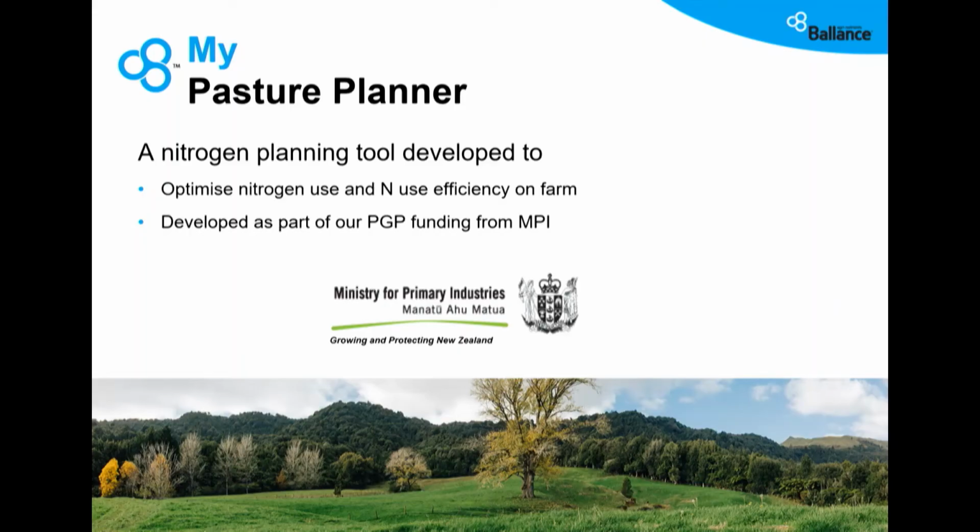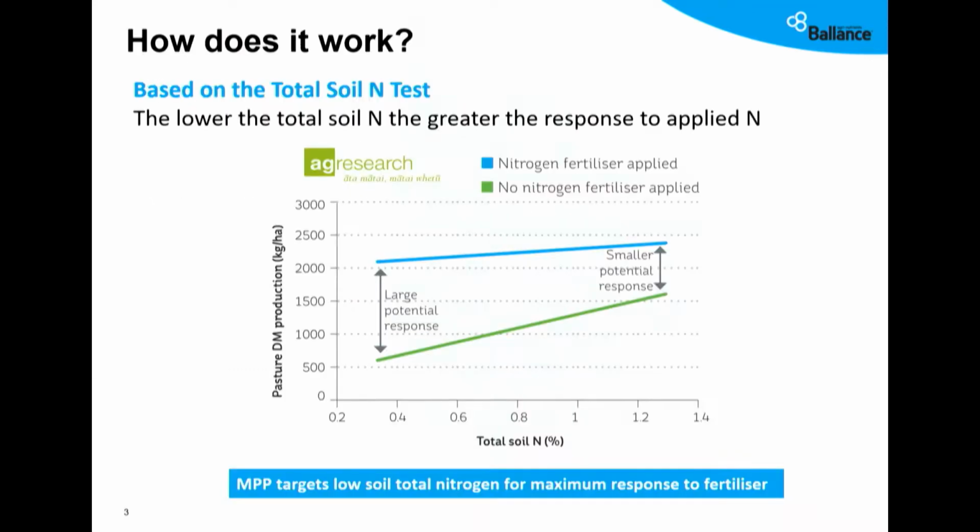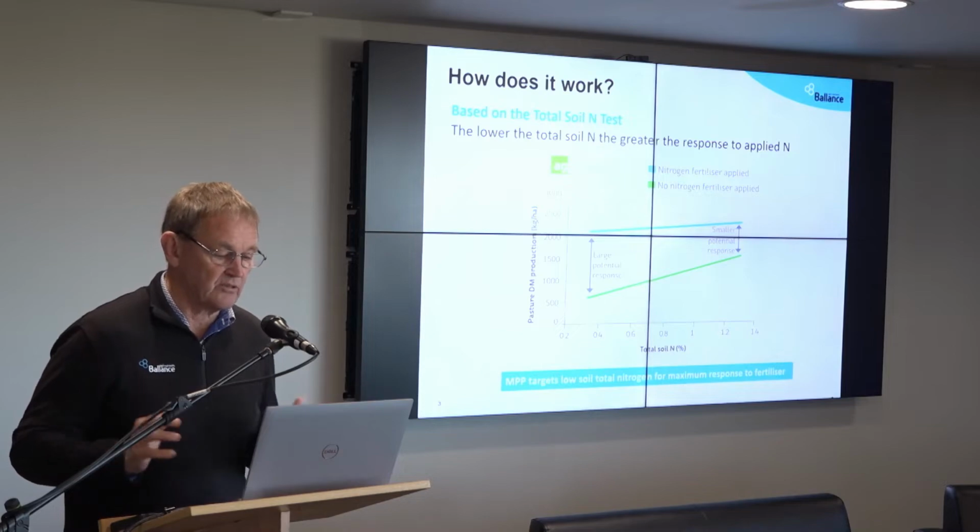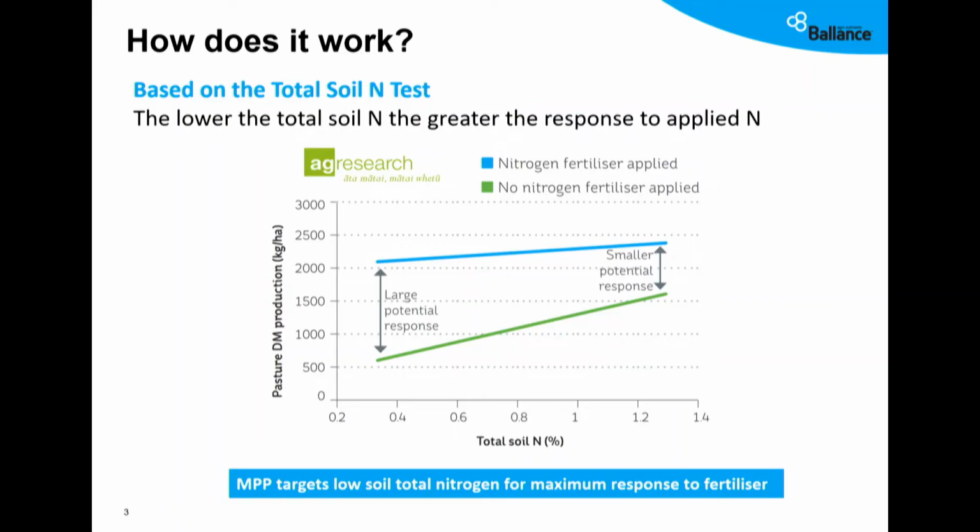So as I said, My Pasture Planner is a nitrogen planning tool developed to optimise the nitrogen use within the farm system and increase that end use and efficiency. How does it work? It's based on the total N test of the soil. We know that that can vary quite widely, from around 0.3, 0.4 up to 1.2-ish or more on very high fertility soils.